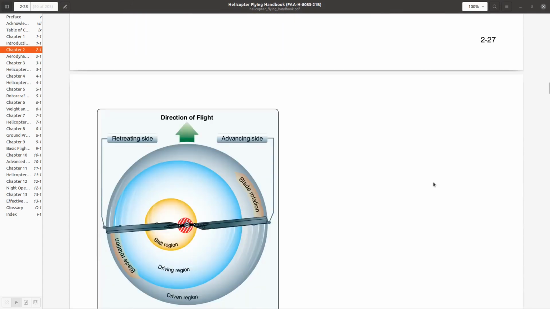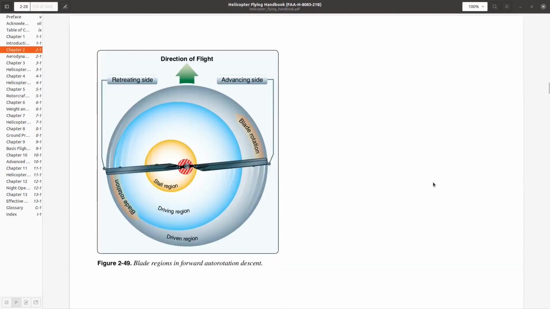Now, if you're in forward flight, all that happens is that these little circles get shifted out toward the retreating blade. So now, you've got a thicker driven region on this side and a thinner driven region on this side, because everything's been shifted over.